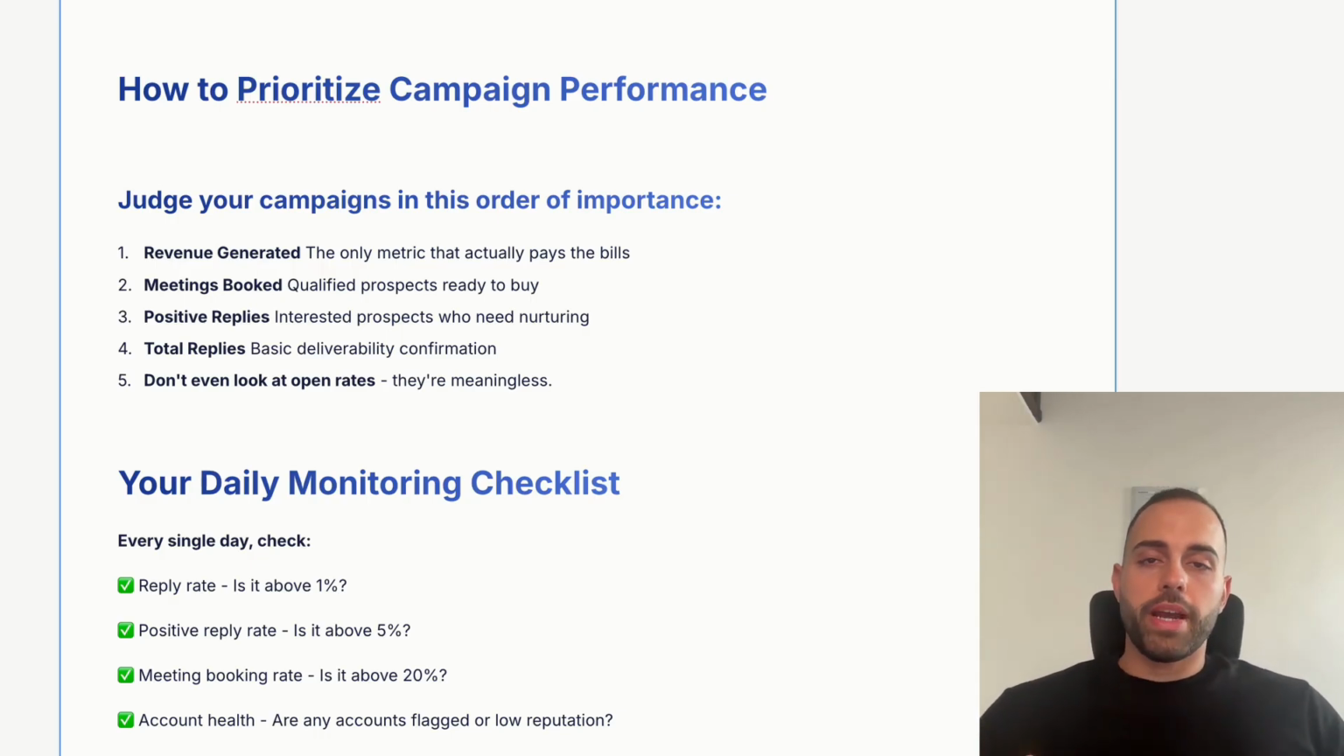The second most important metric is meetings booked. So how many meetings are you actually booking from this cold email campaign? The third most important metric is positive replies. So how many interested prospects is this cold email campaign generating? The fourth metric is total replies, and this is just our basic deliverability confirmation. And then finally, we have open rates and click-through rates, which you just shouldn't be tracking because they're meaningless.